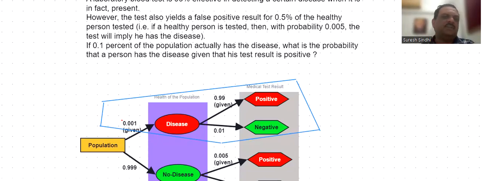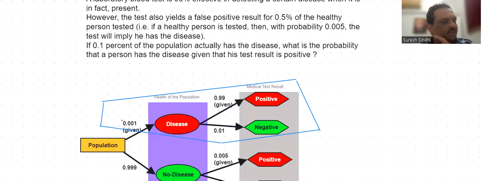We can't just say that if the test result is positive, that means the person definitely has the disease, because there are cases where the test result is positive, but in fact the person does not have any disease. So what they are asking is, what is the probability that a person has the disease given that his test result is positive? Now, the test result could come positive in those cases where the person is suffering from the disease, or it could still be positive for those cases where the person is not suffering from the disease. So these are the two scenarios.